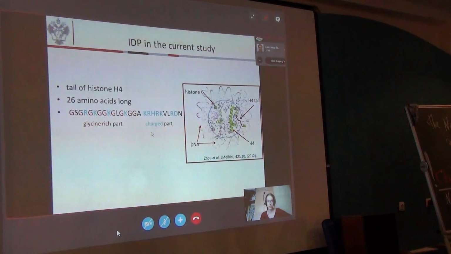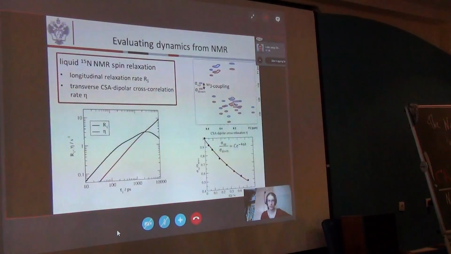And we expressed this protein, we purified it, and then we performed liquid NMR. First of all, we did the assignment for the protein, so that now we know from HSQC type spectra which peak belongs to which sequence.